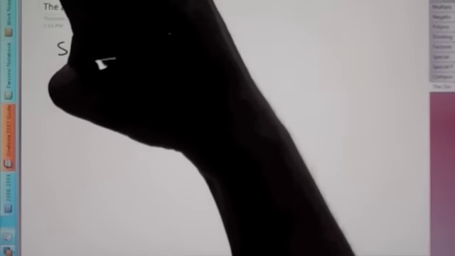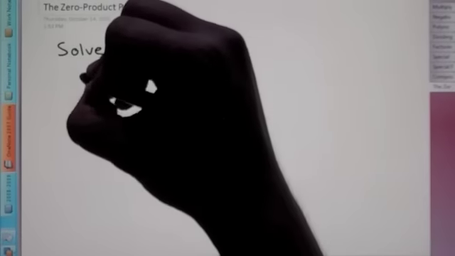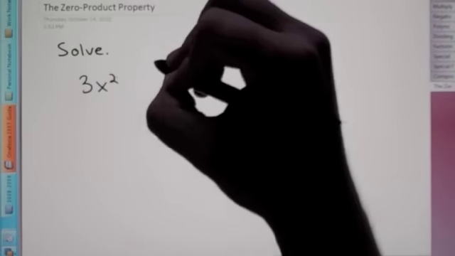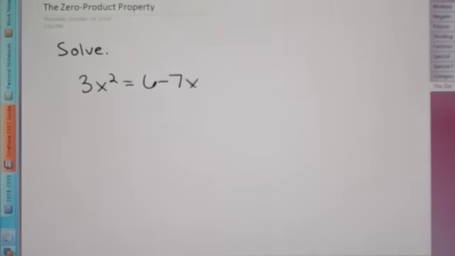Hey, Algebra 2, this is called the zero product property. We've been simplifying and factoring throughout these last few lessons, but now the directions are going to be to solve. Okay? Solve. Well, I'm going to give you an equation here: 3x squared equals 6 minus 7x.